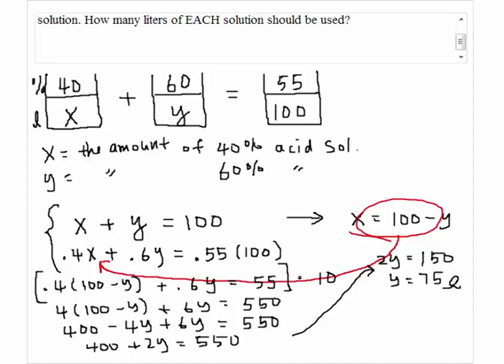To find x, we can simply go back to the original equation. So we have x equals 100 minus 75, which is 25 liters. So we need 75 liters of 60% acid solution and 25 liters of 40% acid solution.